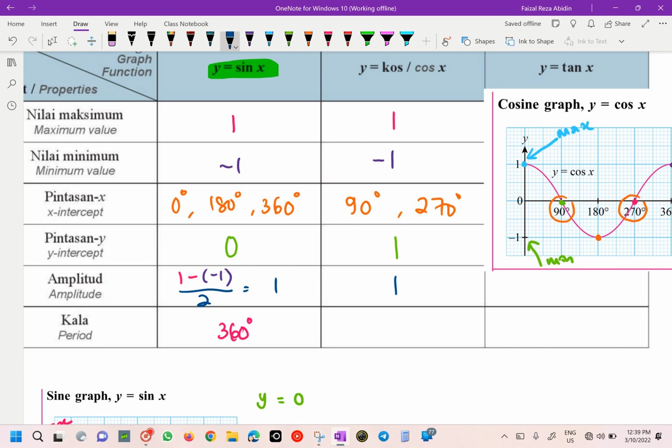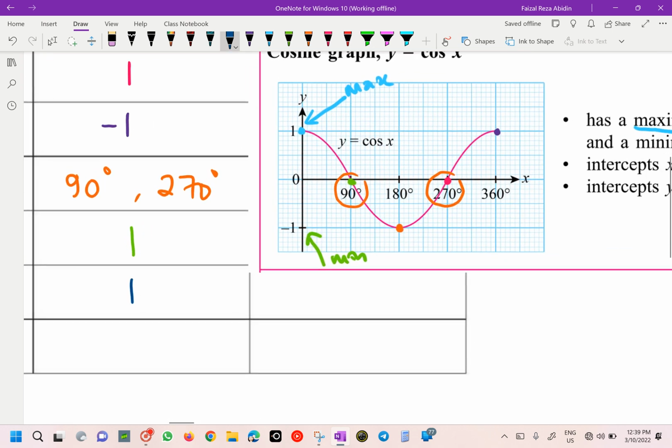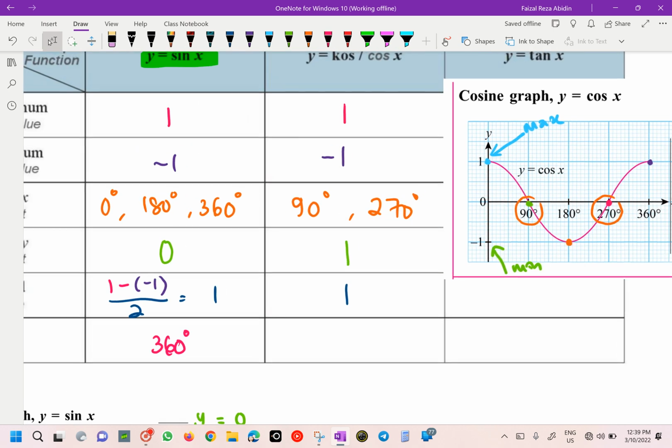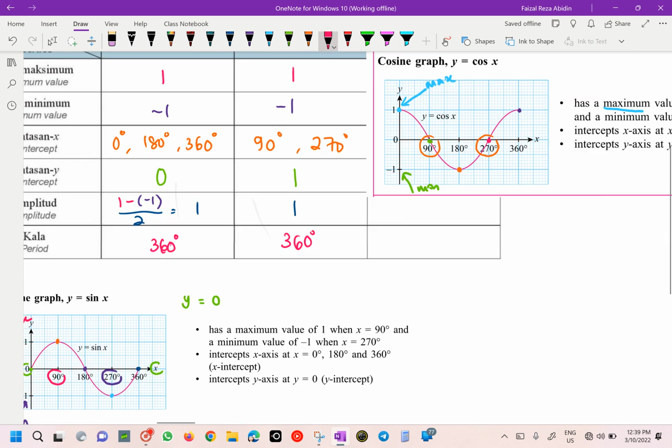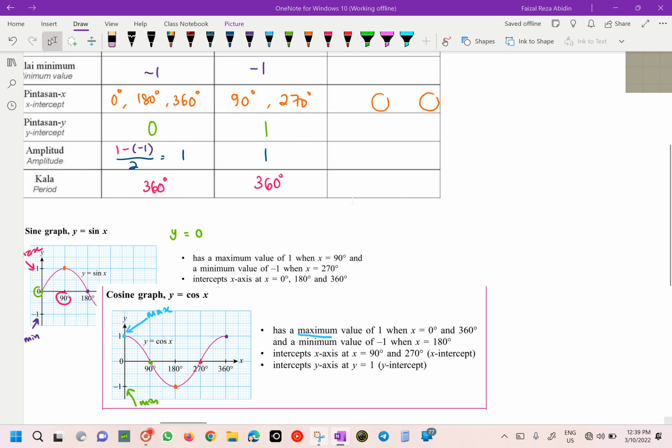Okay, how about the period? Still 360. If you look over here, to get one cycle, if you are saying that 180 of it, it's only half of it. So to get one cycle, you are going to have 360 degree. Okay, next, done for our cosine.